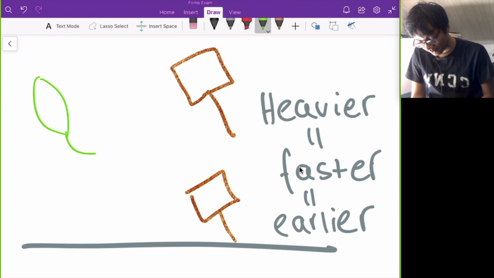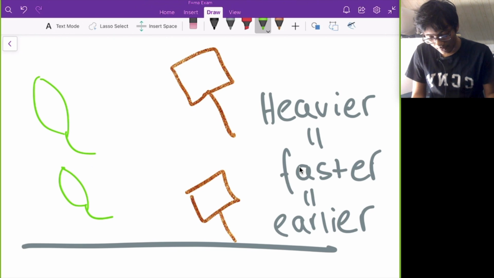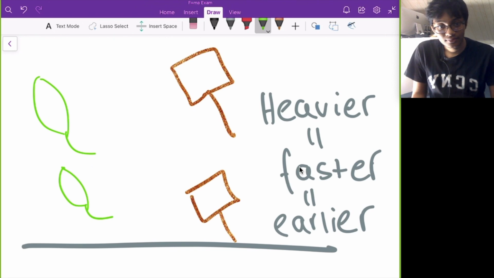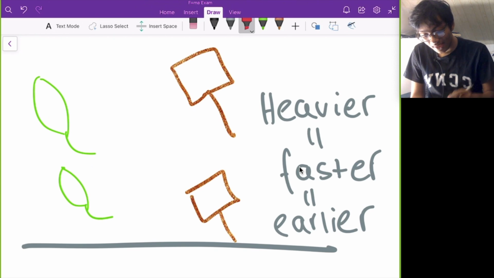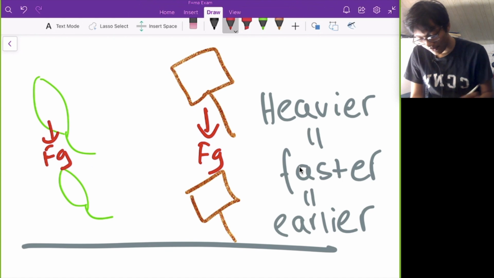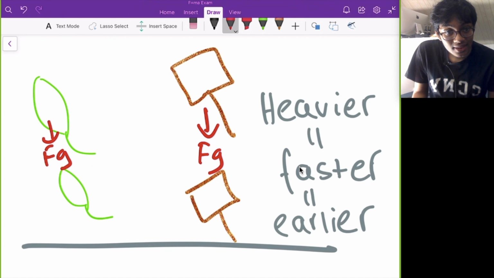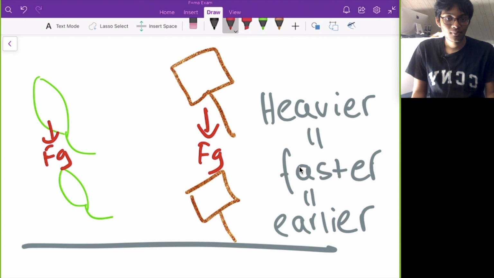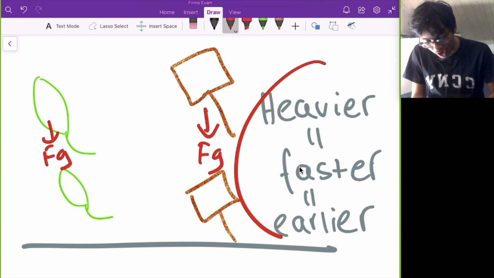Well, why do we say that? What makes us think that? Well, the fact of the matter is that the forces acting on both of these objects are the same, right? It's the force of gravity. You have Fg here and you have Fg here. Of course, the force of gravity makes all objects accelerate at the same rate, which is super weird. That's why our intuition doesn't make sense.